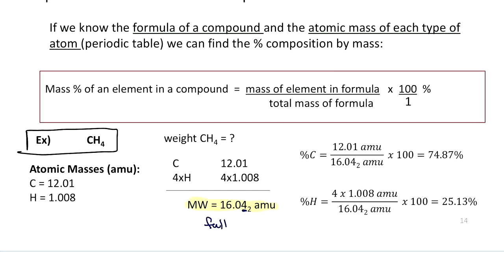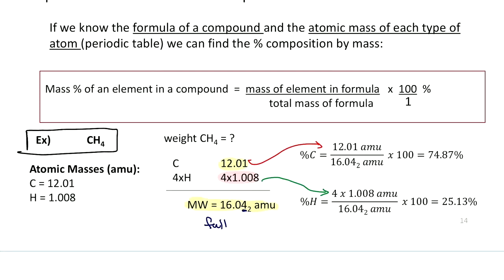So to get percent carbon of this molecule, I just take, okay, what's the total weight of just the carbon atoms and divide by the total mass. And then I can do the same thing for hydrogen. What is the weight of all of the hydrogen atoms? So 4 times 1.008, divide by the full mass of that molecule, and then I get 2 percentages.